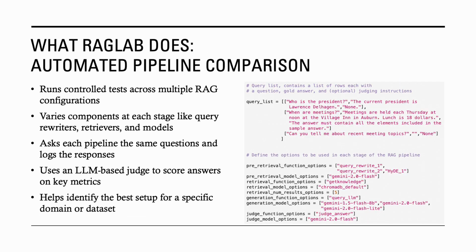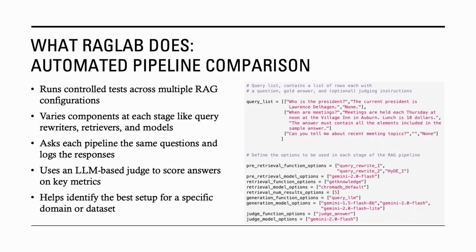So what does RAGLab actually do? It automates the process of comparing different RAG pipeline configurations. You provide a set of domain-specific questions and sample answers, if you have them, along with specific evaluation instructions if desired. Then you define a list of modules to test, things like different prompt rewriters, retrievers, and generation models.